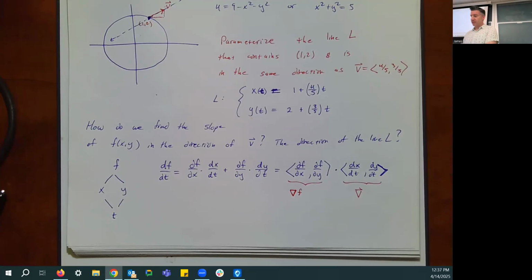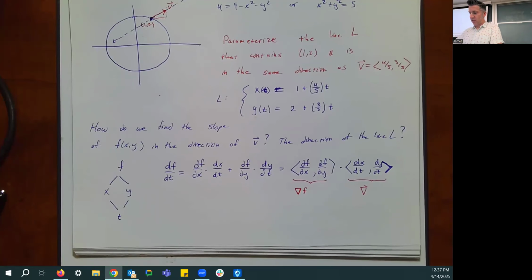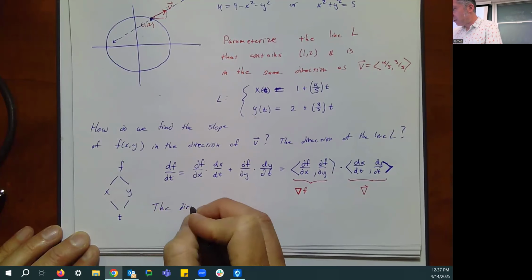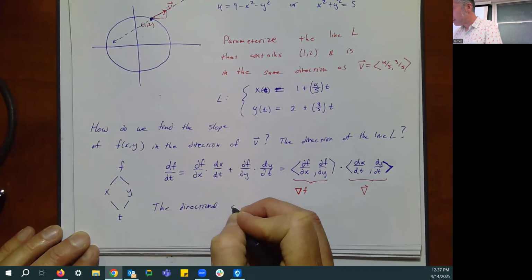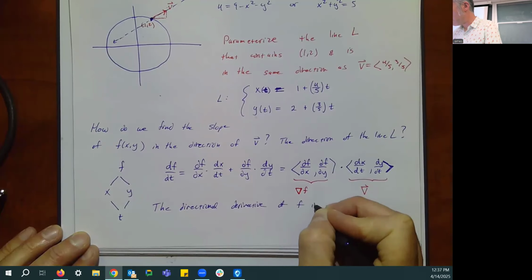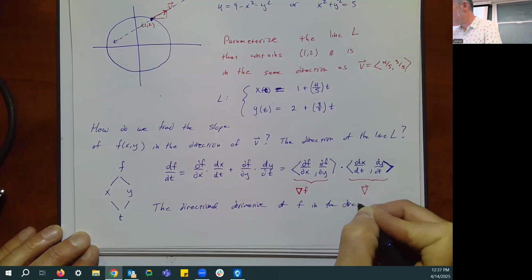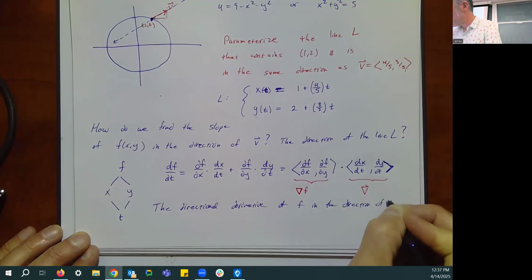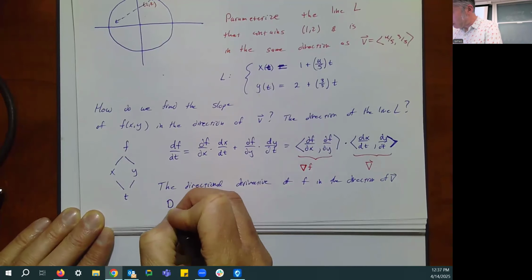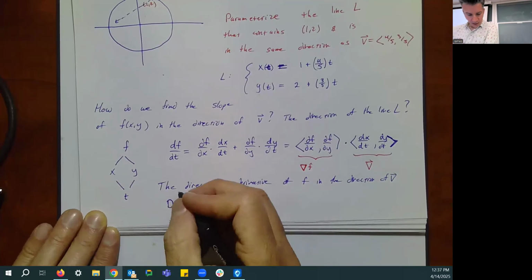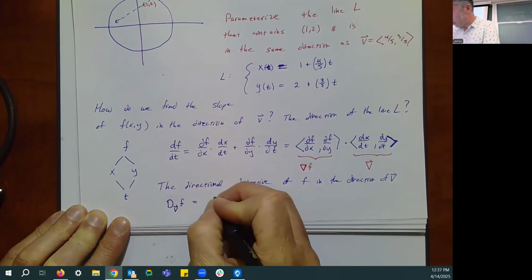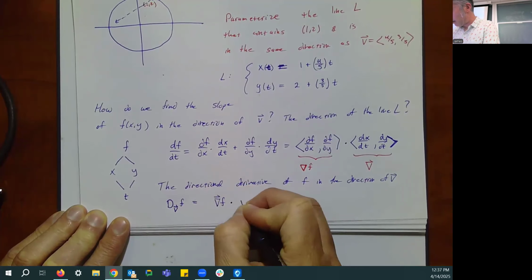Okay, so this is exactly the derivative we're looking for. So this is what's called the directional derivative of f in the direction of v. And it's written the following way. It's written capital D subscript the vector v of the function f is equal to the gradient of f dotted with the vector v.